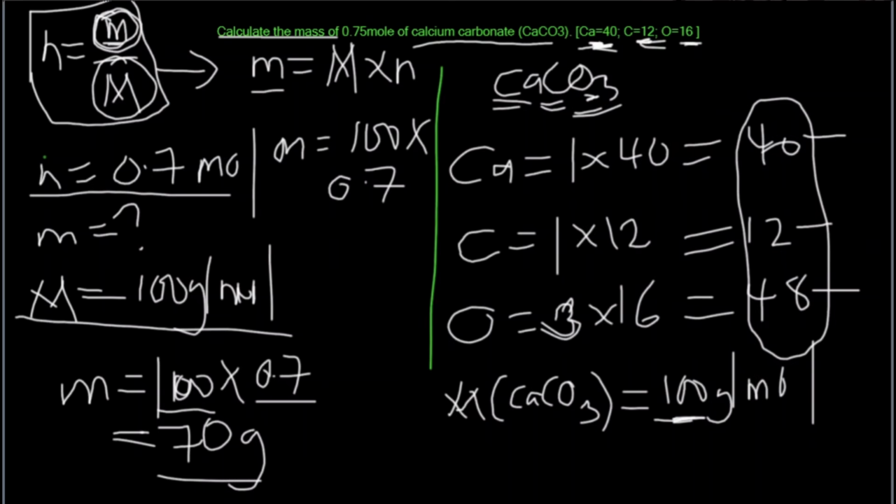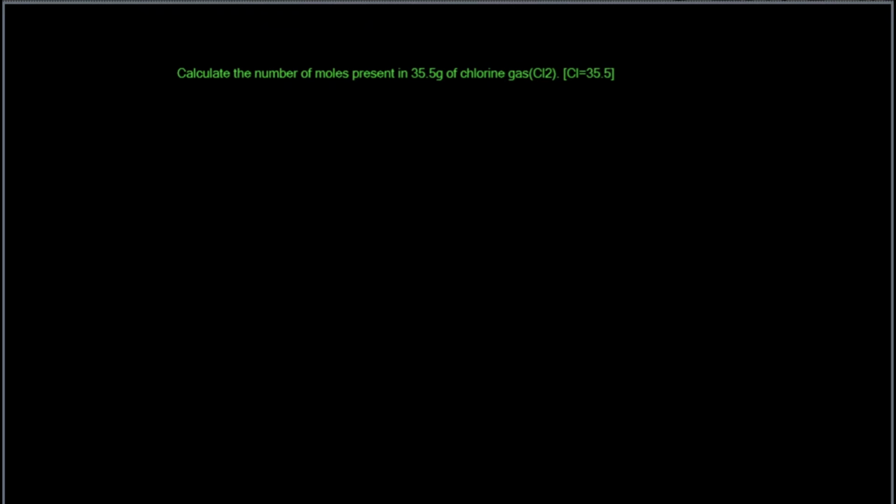So let's take our last question, then we move on from the mole to different aspects of the mole concept. Let's calculate for this. The question is: calculate the number of moles present in 35.5 grams of chlorine gas, which is Cl2.